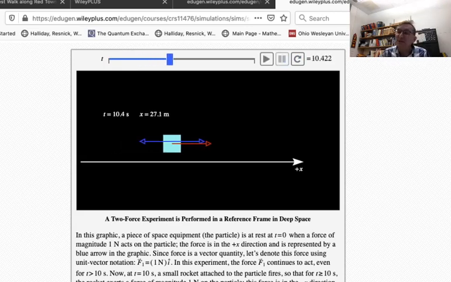Now the second force has appeared, F2, and I'm telling you that it has the same magnitude as F1, but exactly opposite direction. So here's a question for you. If F1 and F2 have exactly the same magnitude and exactly opposite directions, what is the net force on this box, the total force?